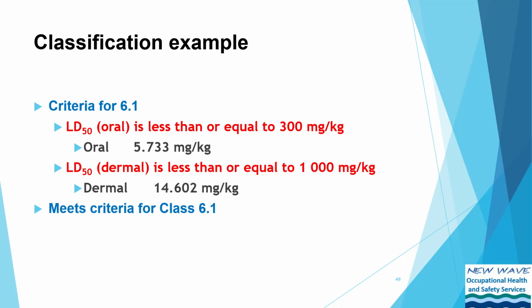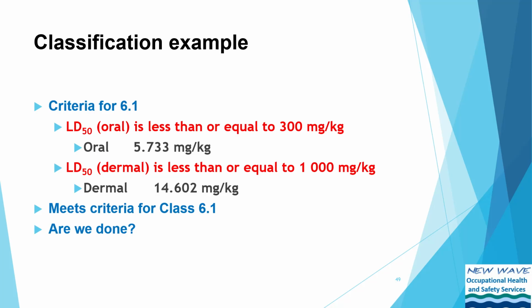The criteria for class 6.1 are, 1, an oral LD50, that is given by mouth, of less than or equal to 300 milligrams per kilogram. Sodium cyanide's value is 5.733 milligrams per kilogram, so it meets the criteria. The LD50 dermal, that is applied to the skin, must be less than or equal to 1,000 milligrams per kilogram. Sodium cyanide's value is 14.602, and so it also meets that criteria. So sodium cyanide meets the criteria for a toxic product.